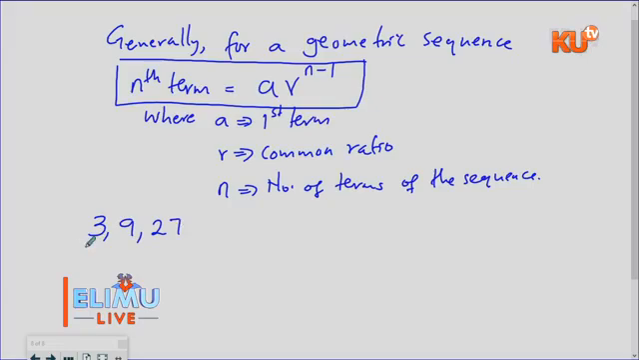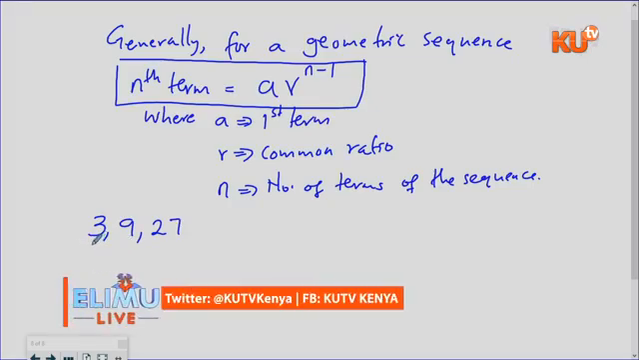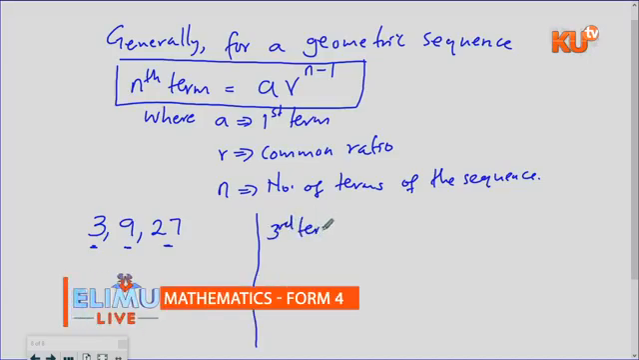Now, you'll be able to see that 3 is the first term, 9 is the second term, and 27 is the third term. So, if we are told to determine the third term, then we know our third term is 27. But when we talk of the third term, n is equal to 3. So the first term is again 3.